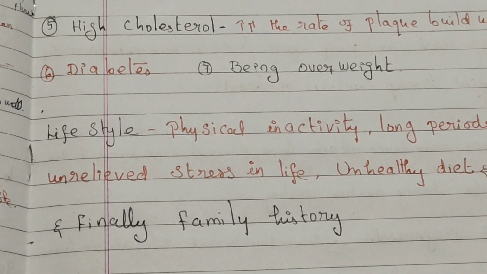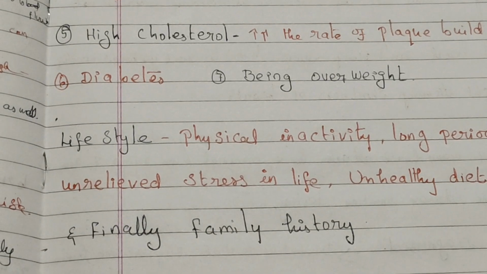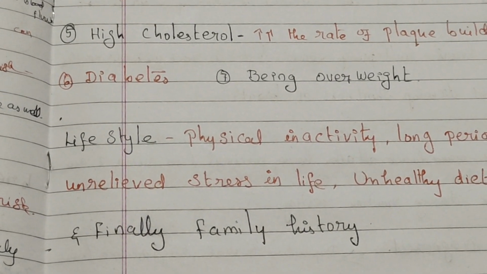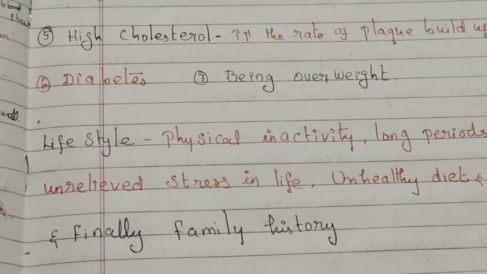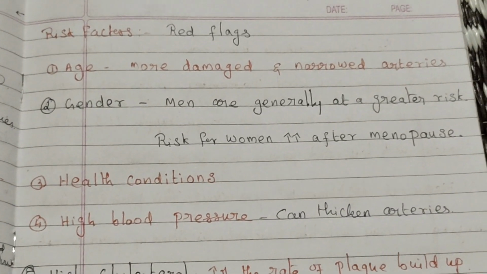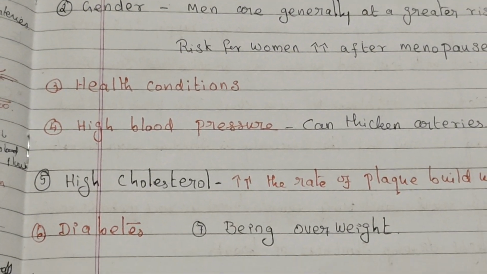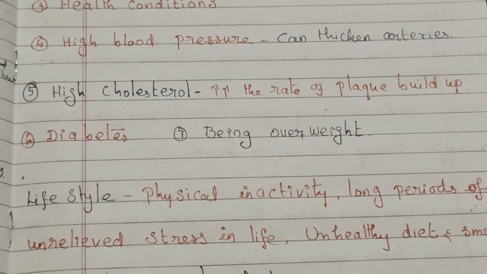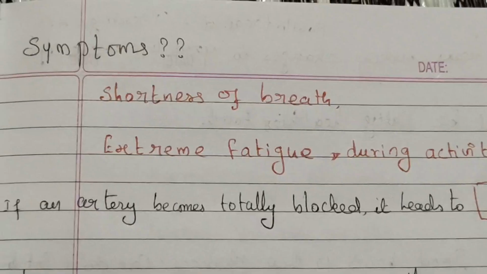All these factors together can paint a picture of your risk for developing coronary artery disease. So these are the factors that cause coronary artery disease: age, gender, existing health conditions, high blood pressure, high cholesterol, diabetes, being overweight, lifestyle and family history.